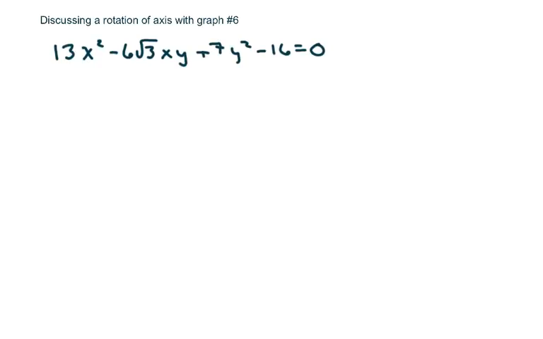Hi everyone, we're going to do a rotation, discussing a rotation of an axis with a graph. This happens to be an ellipse, so if you're looking for that, that's fine. And again, we already came up with the rotation formulas in a previous video, so I'm going to quickly go over those just very fast.